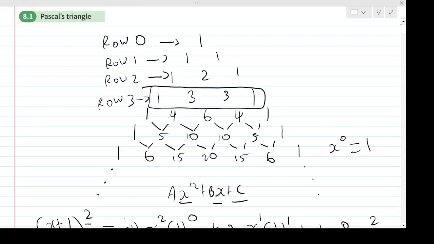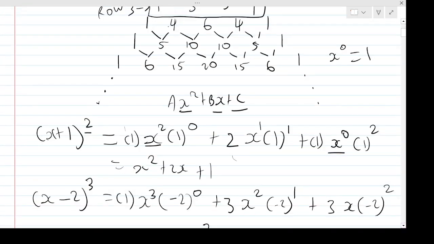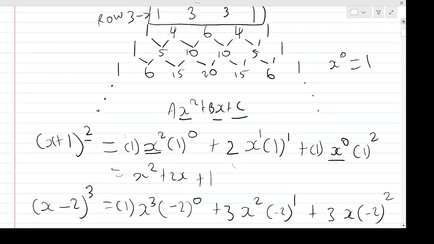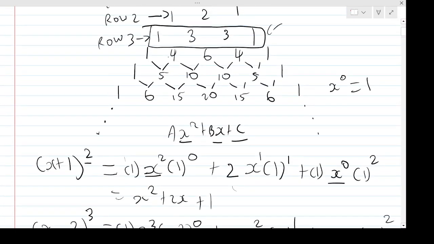Remembering again, we start from 0 at row 0. I'll talk about that after this, actually. I did say I was going to explain why. But yeah, that'd be row 3. So those are the 4 numbers we're interested in: 1, 3, 3, and 1. That'll tell us the respective coefficients of each term again.